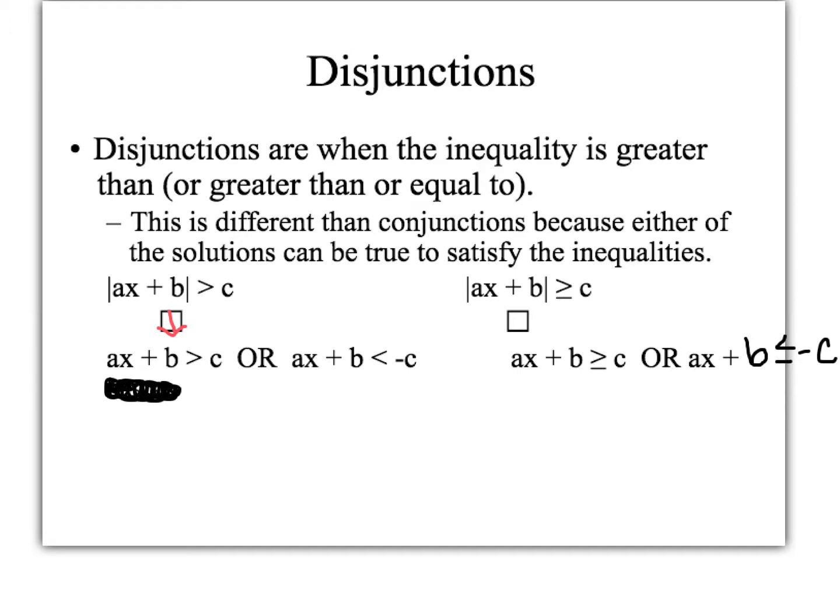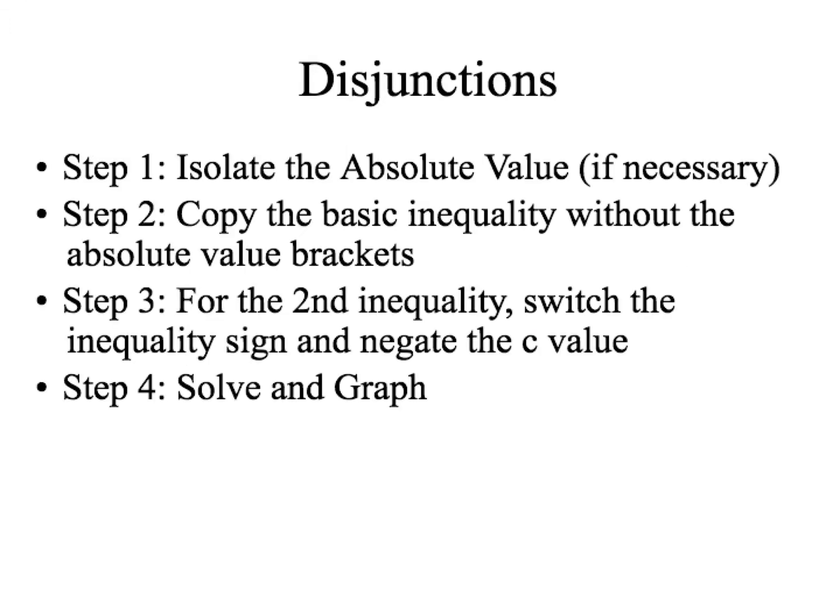I'm going to talk about the steps in just a moment. And then the other example is if we have the absolute value of ax plus b is greater than or equal to c, then it will turn into ax plus b is greater than or equal to c, or ax plus b is less than or equal to negative c. So make sure to write down these steps to use later.